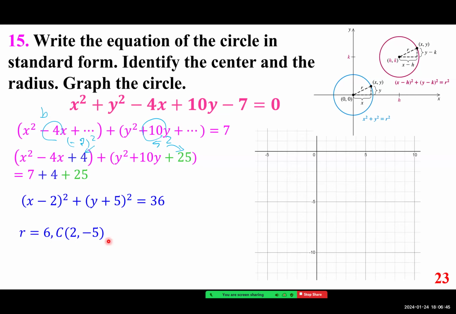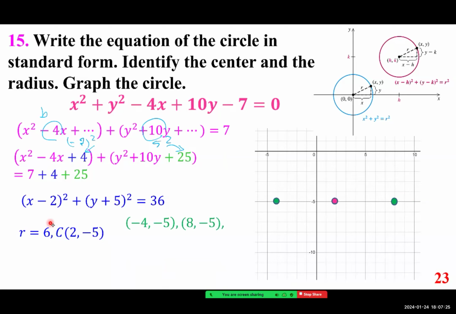So let's locate the center here: 2, and 5 down. Starting from the center, we go 6 units to the left and right. R units, my apologies, R units. Whatever R is, 6. If I go to the right, 6 and 2 gives me (8, -5). If I go to the left, 2 minus 6 gives me (-4, -5).